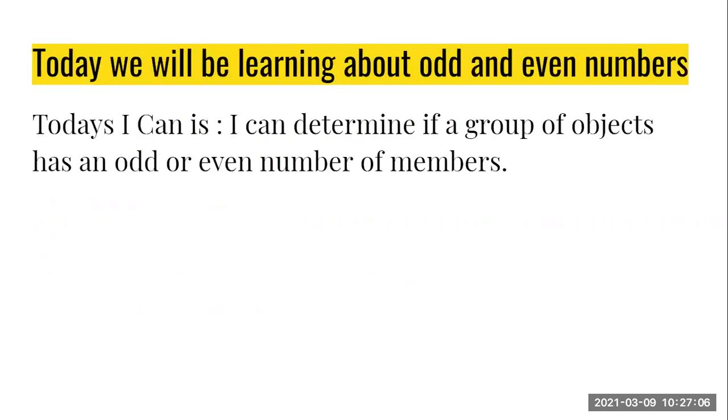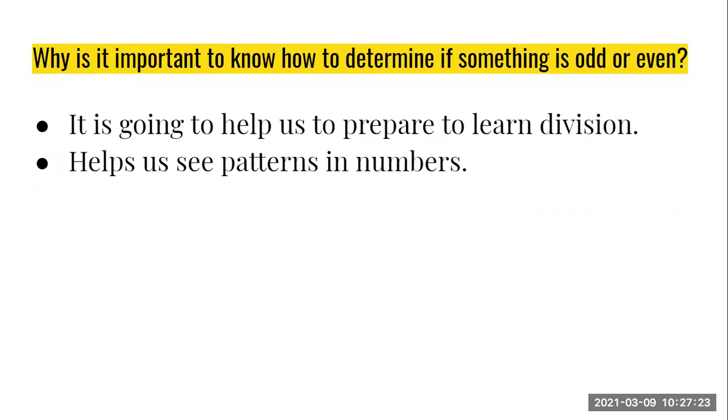All right, friends? So today we're going to be learning about odd and even numbers, just like the video we just watched. So today's I can is, I can determine if a group of objects has an odd or even number of members. Why is it important to determine if something is odd or even? Well, it's going to help us to prepare to learn division, and it's going to help us see patterns in numbers.